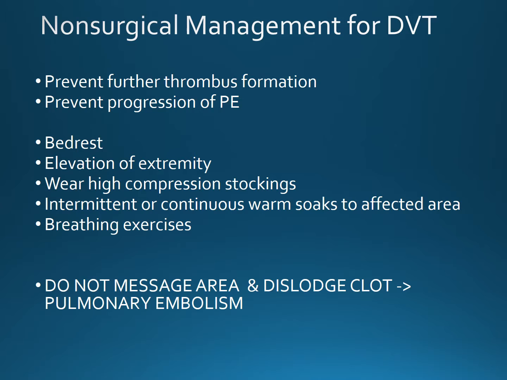To prevent the thrombus from becoming an embolus, the area is not massaged and strict bed rest is maintained. Elevation of the extremity and wearing of TED hose or compression stockings both help facilitate venous blood return. Intermittent or continuous warm soaks to the affected area may help with pain and swelling. Breathing exercises with an incentive spirometer is an important intervention, as in this way they can exercise the pulmonary vasculature to move the blood and oxygen through the system.